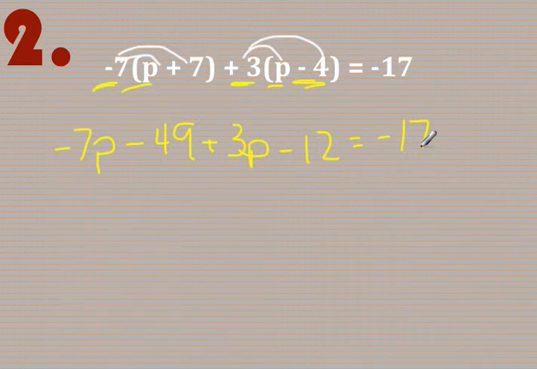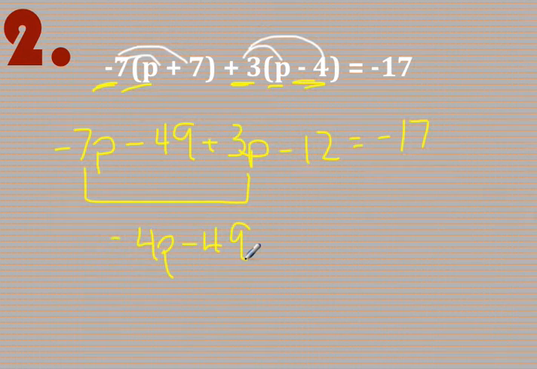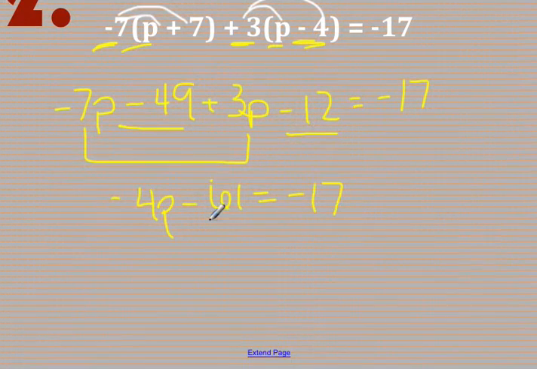So step number 1 is still happening here. We need to combine our like terms. Well, anything with a p is going to be a like term. So negative 7p plus 3p is going to be negative 4p minus 49 minus 12. Well, let's just do that in one step. So then I'm going to have minus 49 minus 12. Again, when you add two negative numbers, it's going to get more negative. So that's going to end up being minus 61, and that's equal to a negative 17.